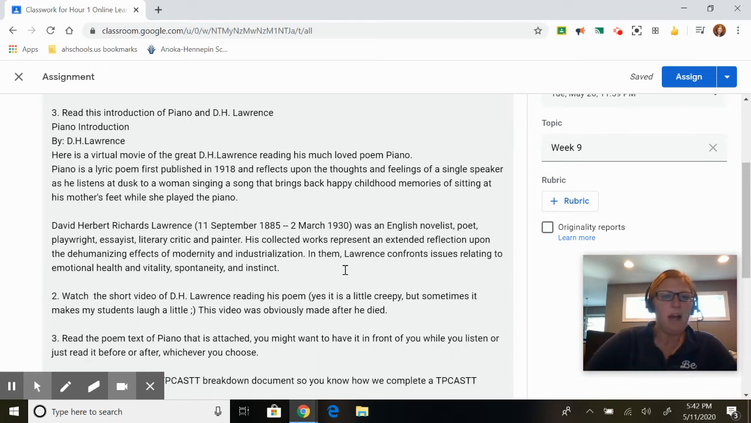Just a little background on D.H. Lawrence is that he was kind of a jack of all trades. He did a lot of different things. He was a novelist, he was a poet, as you'll read in this. He was a playwright, he wrote essays, he was a literary critic, he painted. But as a lot of his works did, a lot of things dealt with emotions and emotional health, so you'll see some emotion in this poem. And that was very prevalent in his work in those days, from where he was until 1930. So, just a little background on him.